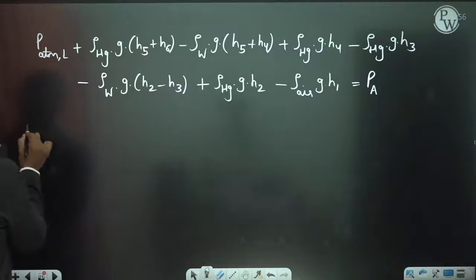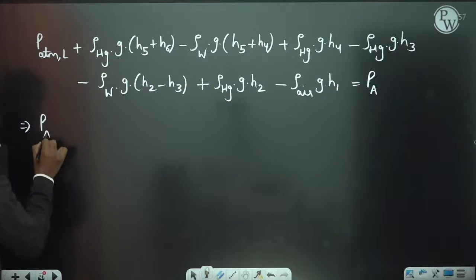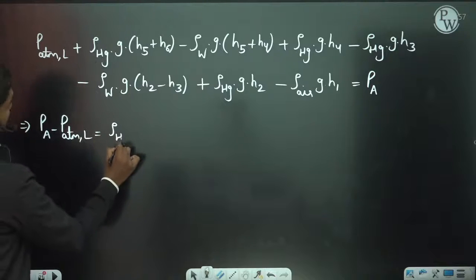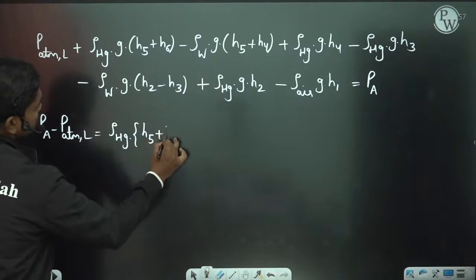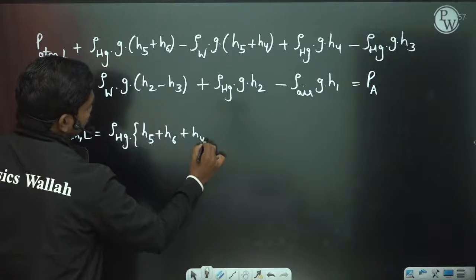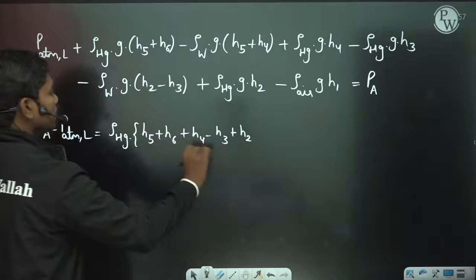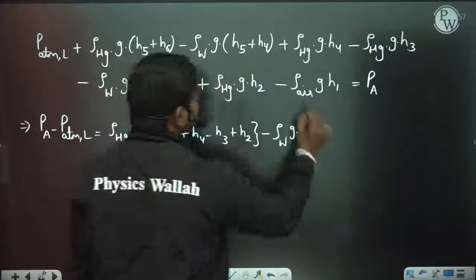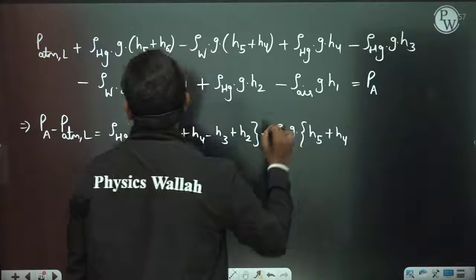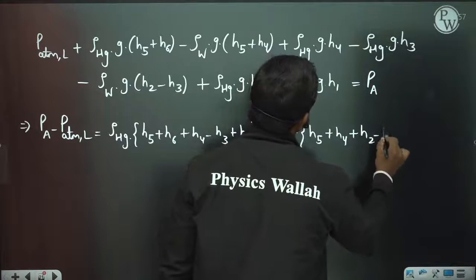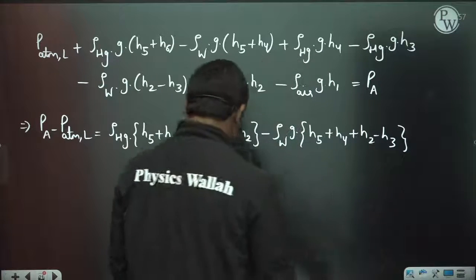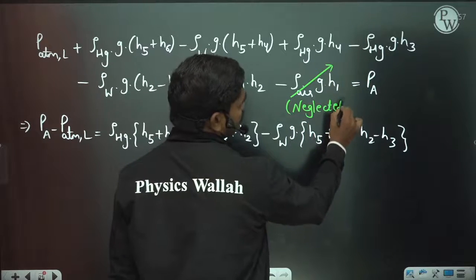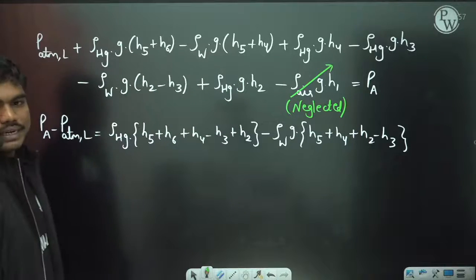Now let us simplify this equation. If you shift this PATM to the other side, PA minus PATM local is equal to, what are the terms that are left? Density of mercury and water terms. Rho mercury G times H5 plus H6 plus H4 minus H3 plus H2, these are the density of mercury terms, minus density of water times G into H5 plus H4, then plus H2 minus H3. That's it. Let us neglect this air column, because the density of air is very much less compared to the density of water and mercury.